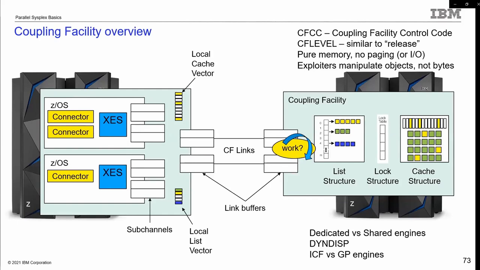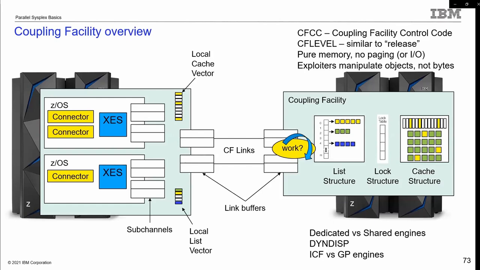So what happens after that? Well, the coupling facility is going to take that request and determine which structure this request applies to. And note, in this example, we list the 3 distinct types of structures: a list structure, a lock structure, and a cache structure. The names are kind of self-explanatory all on their own, but let's have a simple introduction to what they do.